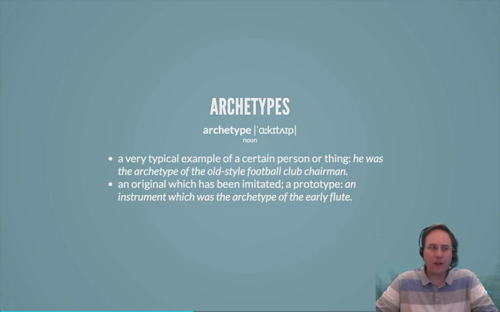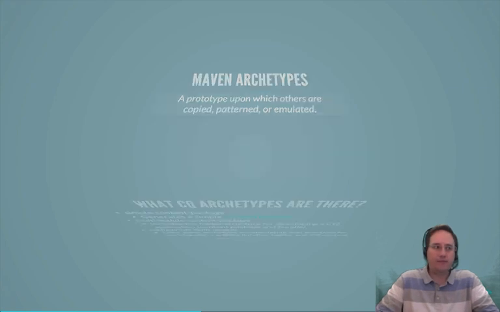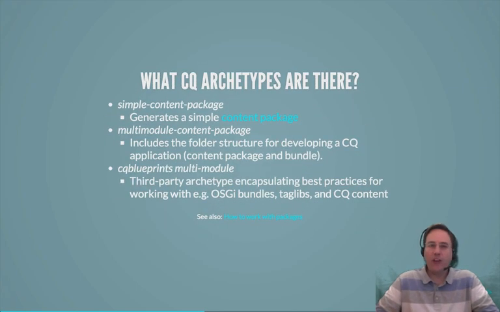So what is an archetype? Well, an archetype is a very typical example of a certain person or a thing. It's an original which has been imitated, or a prototype. In the Maven context, it's a prototype upon which other projects are copied or patterned or emulated. And what CQ archetypes are available? Well, there are three main ones that I'd like to talk to you about today.